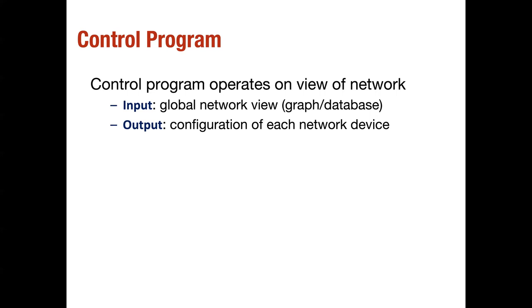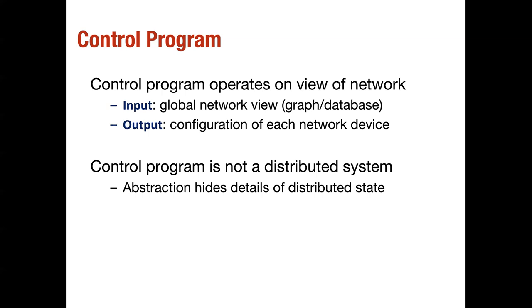devices. And the control program is not a distributed system. So the network operating system can be a distributed system, where you can have multiple instances of the operating system, but the control program is operating on a centralized view. And that is very critical, right?